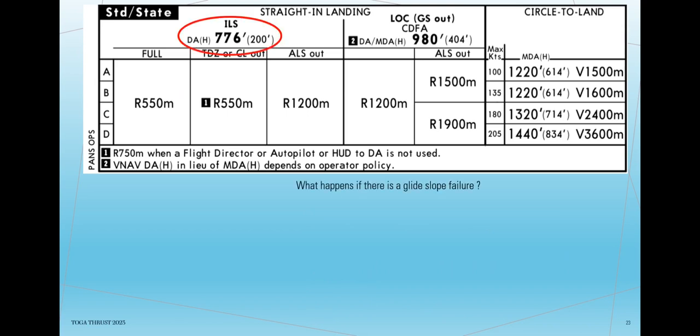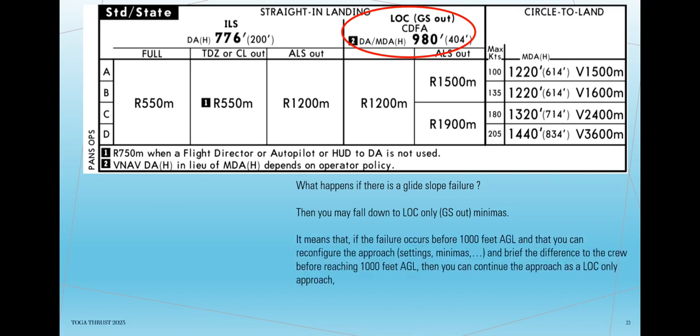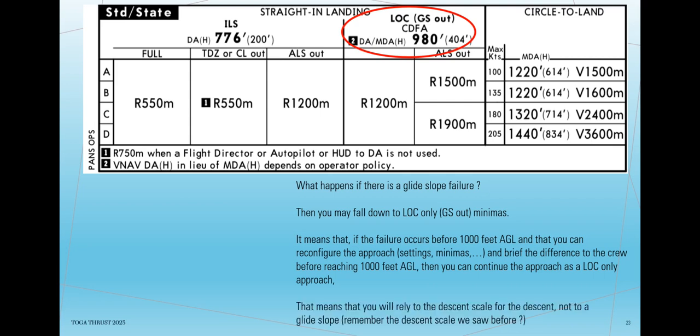What happens if there is a glide slope failure? Then you may fall down to localizer only, glide slope out, minimas. It means that if the failure occurs before 1,000 feet AGL and that you can reconfigure the approach settings, minimas, and brief the difference to the crew before reaching 1,000 feet AGL, then you can continue the approach as a localizer-only approach. That means that you will rely on the descent scale for the descent, not on a glide slope. Remember the descent scale we saw before?